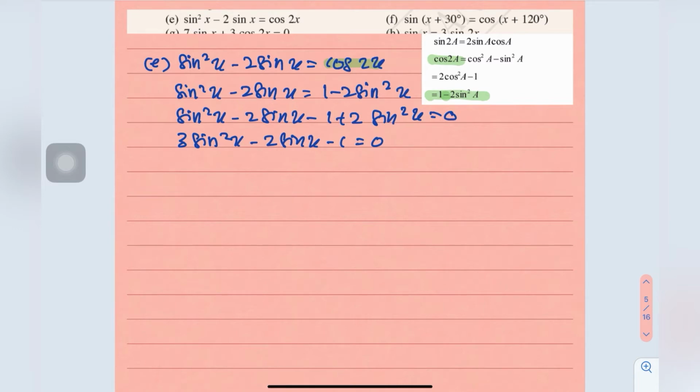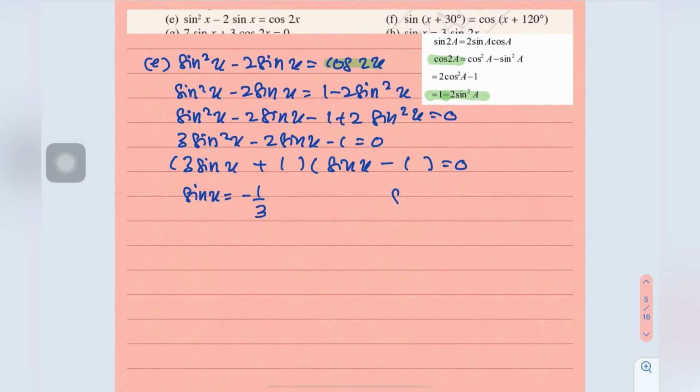So this you can factorize. This one becomes (3 sin x + 1)(sin x − 1). So then sin x = −1/3, and another one, sin x = 1. Add sugar to coffee, quadrant 1, 2, 3 and 4. Sine is negative in quadrant 3 and quadrant 4.